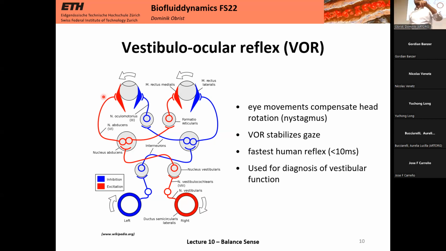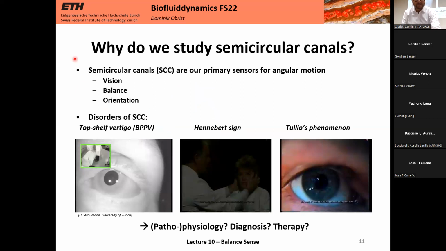Another thing, and we will see this especially in the second hour, this reflex is used by doctors to diagnose the function of the semicircular canals. Because it's a reflex, if the semicircular canal works, you will see the eyes moving. You can take the velocity of the eye motion with eye trackers and say, well, this obviously is what the semicircular canals are sensing. So it's a very, very important reflex. And I can show you some examples here.